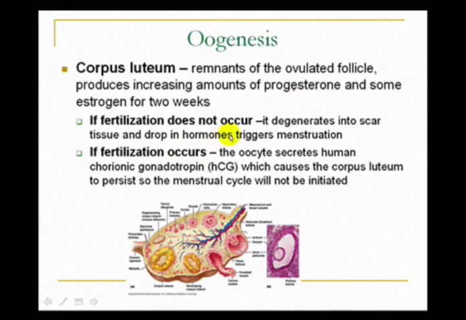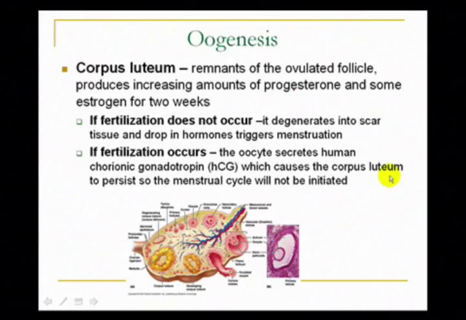If fertilization does occur, the cells of the fertilized egg will start to secrete the hormone HCG, or human chorionic gonadotropin hormone. And this hormone causes the corpus luteum to persist and stick around. And so the corpus luteum will keep producing progesterone and estrogen, and those levels will stay high and not drop off, so menstruation will not occur because you never have that drop in hormone. And the corpus luteum will continue to produce progesterone until about 10 weeks gestation.